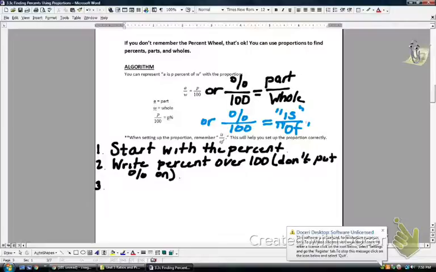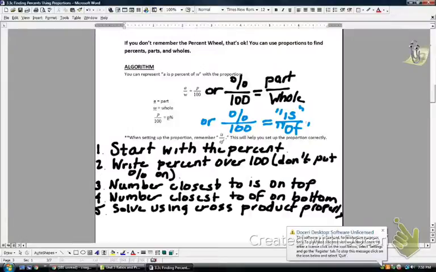Then you're going to write that number, the number that has the percent sign, over 100, but don't write the percent sign with it. And I know this sounds confusing, but I think when you see some examples it will start to make sense. Then the third step is the number closest to is goes on top, and the number closest to of goes on the bottom. So I'm going to go ahead and write those steps, and you can too.